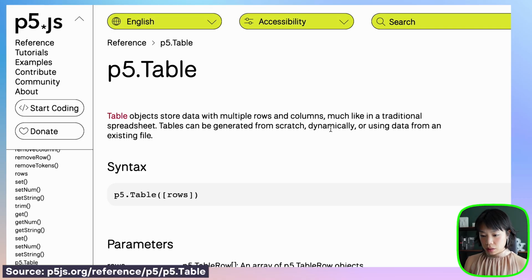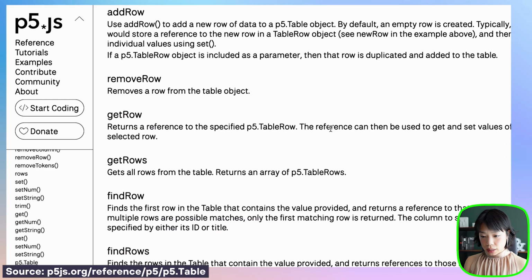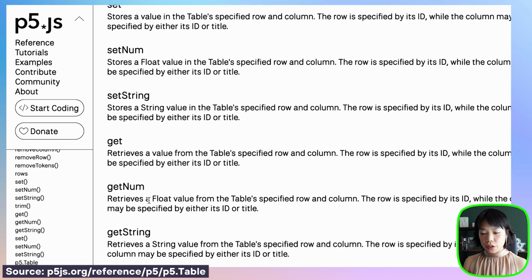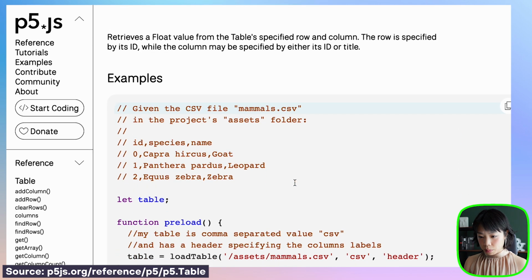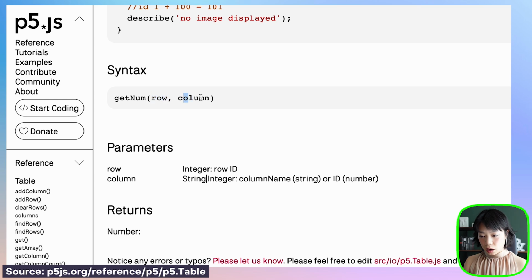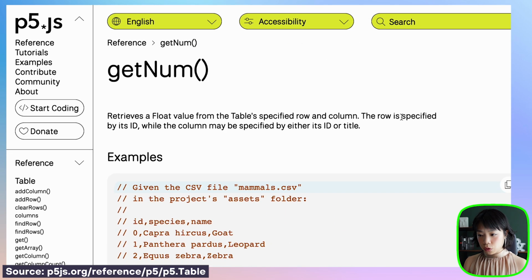Now we want to actually know how to retrieve the data from the table, right? So let's look at another method. The method that I want to look at is called getNum, and let's see where it is. getNum retrieves a float value from the table at the specified row and column, and how we're going to do this is by providing row and column. The row is specified by its ID, which is the row number, and the column may be specified by either its ID or title, and we're going to use title, which is month and day.